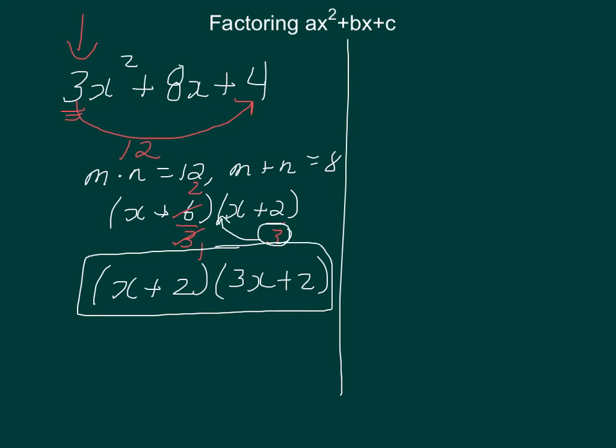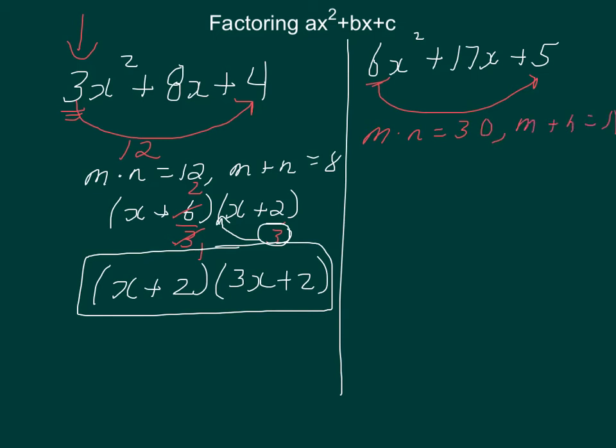Let's look at one more quick example of that nice little new rule we found. Let's say we have 6x squared plus 17x plus 5. Again, we're looking for, there's that 6, it's other than 1, multiply that together. We're looking for two numbers whose product is 30 and whose sum is 17. And we know very quickly that we're going to have 15 and 2.